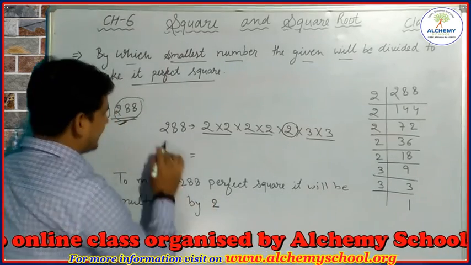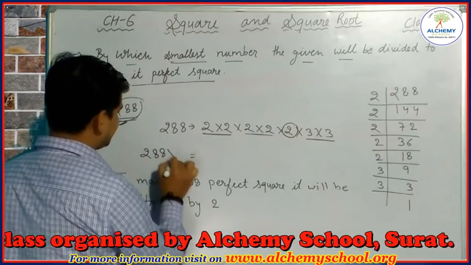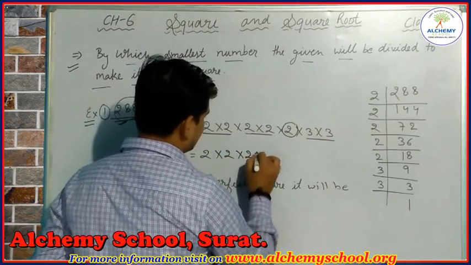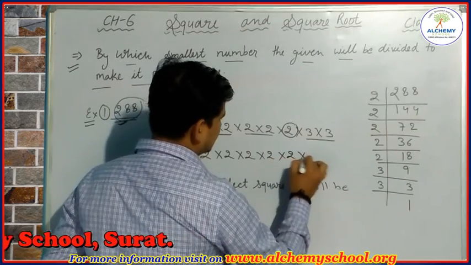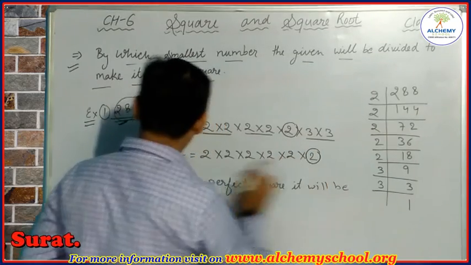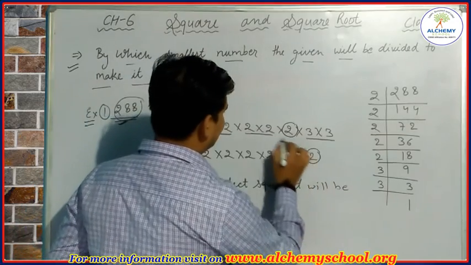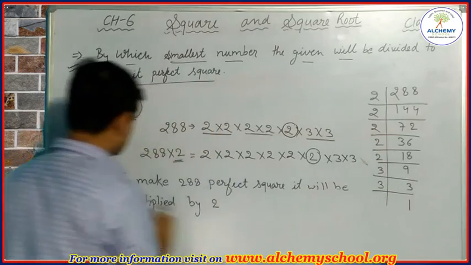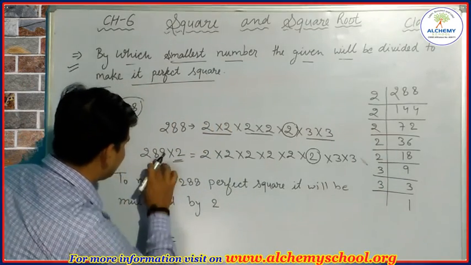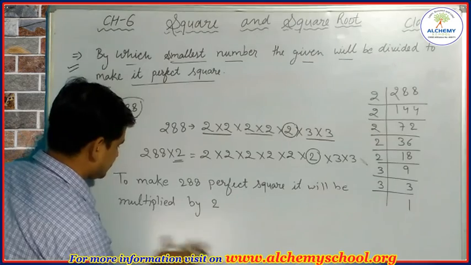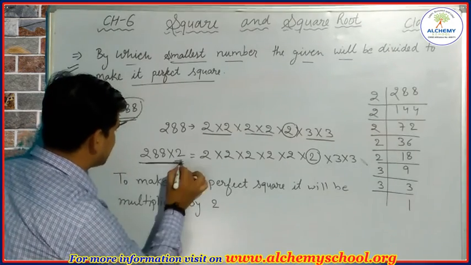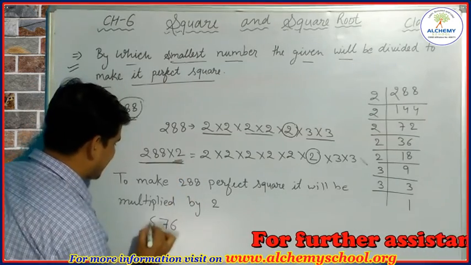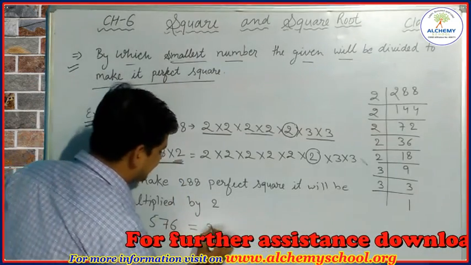by 2. When we multiply 288 by 2, we make the pair of this 2 also. This is the other 2 that we are multiplying here. The rest of the numbers have their pairs, so now we have the complete pairs. When we multiply these numbers, 2 8s are 16, 2 8s are 16, 2 2s are 4, we get 576, and we have the pairs here.